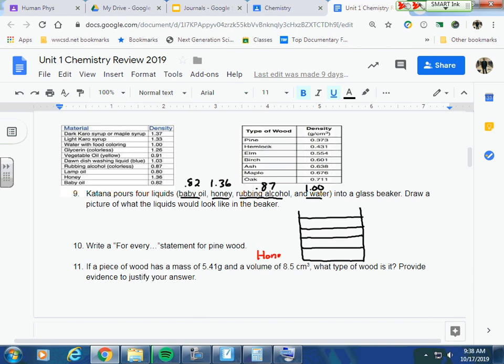Now I like to label these to the side because I also like to show off my knowledge of how the particles will look different in objects with different densities, because that's a big part of our unit test, our success criteria that we worked on for the last week. All right, so after 1.36, the next most dense is water. Okay. And after water, the next most dense is rubbing alcohol.